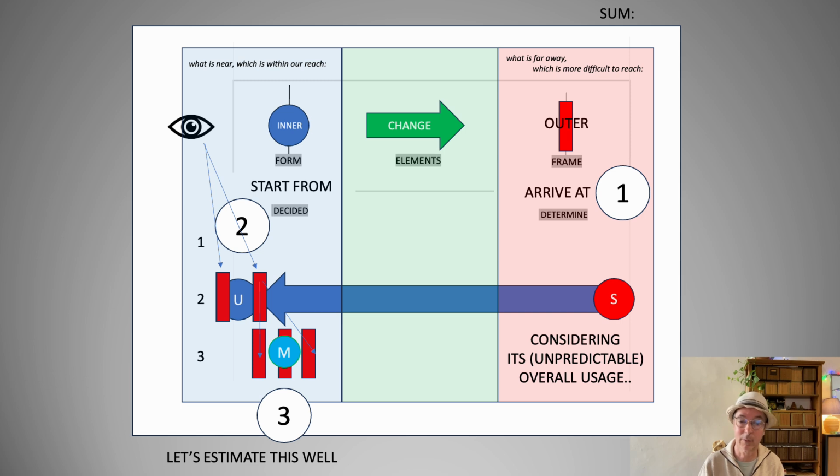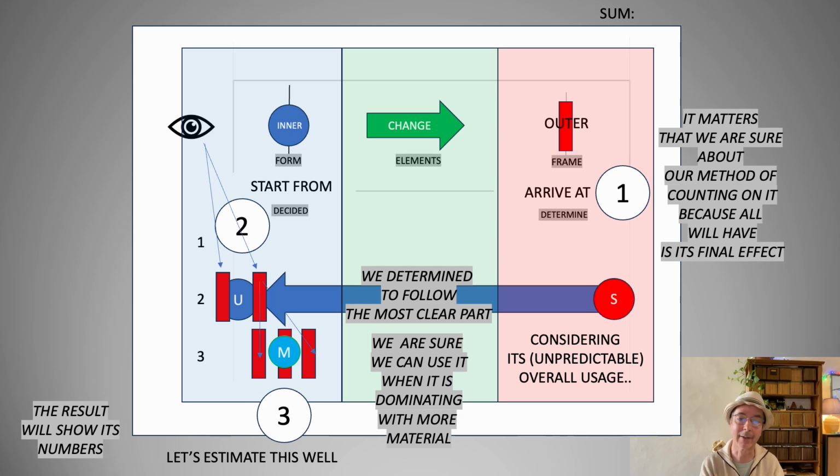So it will increase if I start it wrongly. So that's what I will have to do. I have to make a good estimation so that I have a correct distinction of all the elements that come out of it. So of course the method of counting will matter, because that will have an effect on how well I do this. So we will always determine with the U to follow the most clear path, and we are sure that we can use it when it is dominating, that it also shows that there is more material there, and that the result will show its numbers.